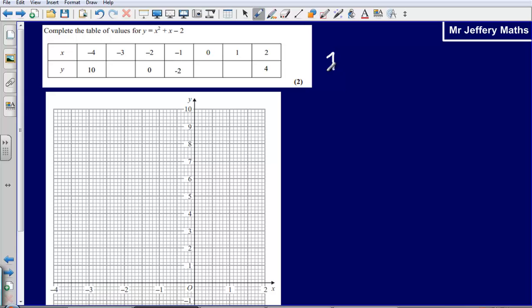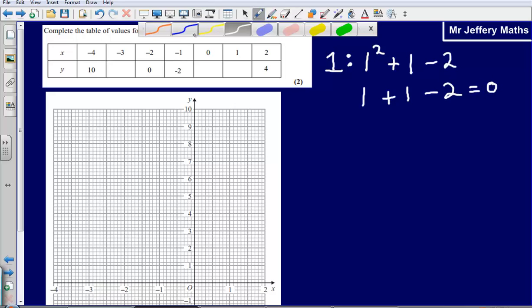So starting with 1, we're just taking that 1 and substituting it into our equation x squared plus x minus 2. So we've got 1 squared plus, and then we've just got this plus x, so it's just plus 1, minus 2. So 1 squared gives us 1, plus 1 minus 2, that's going to give us an answer of 0. So our first one here is giving us an answer of 0.